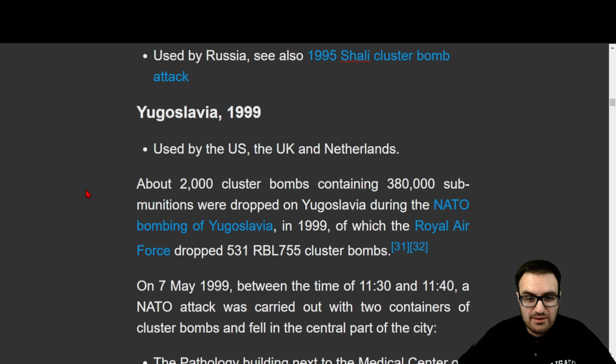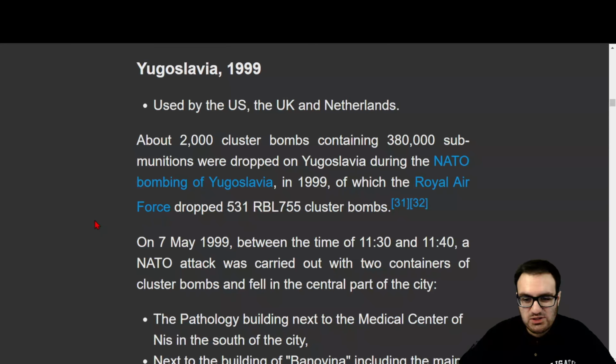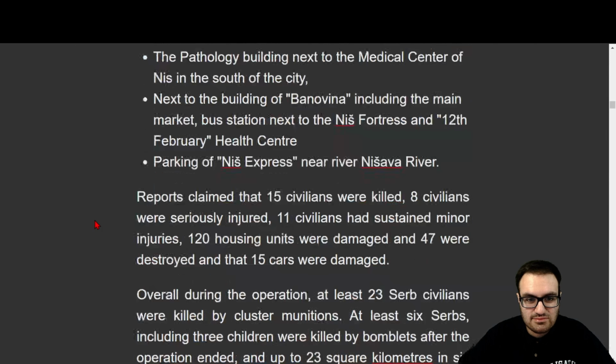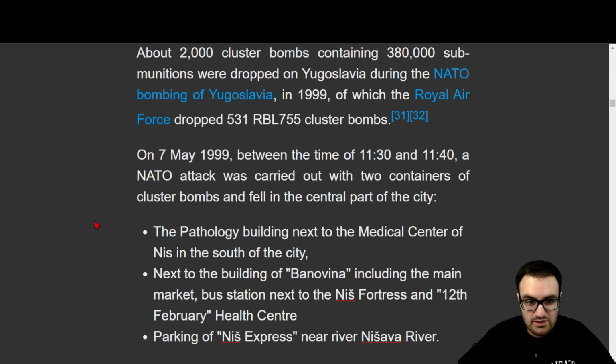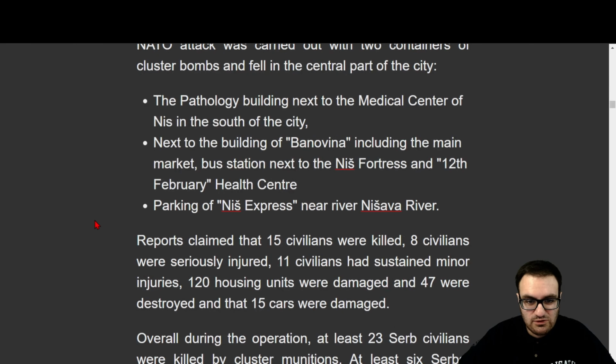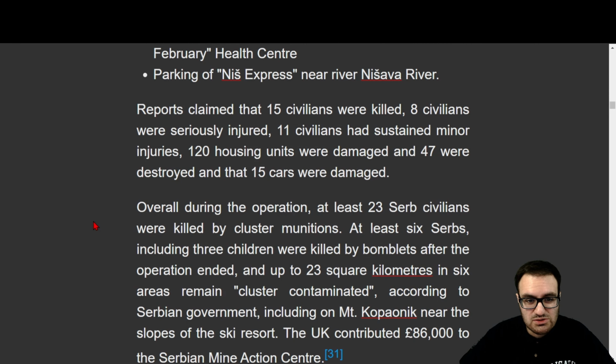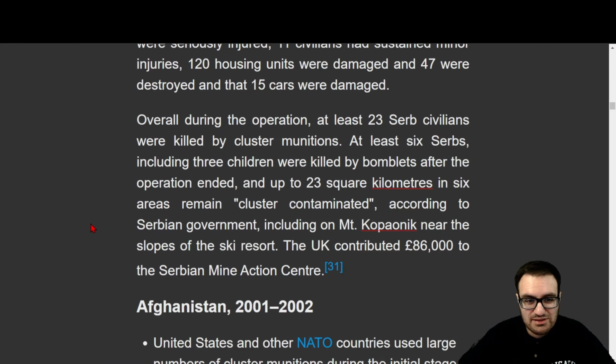Yugoslavia was a big one for not only cluster munition, but we'll talk about it later, depleted uranium munition. And that was so horrific. The damages, consequences, so horrific. This bomb attack was carried out with two containers, killed 15 civilians, 8 seriously injured, 11 civilians had sustained minor injuries, 120 housing units were damaged, 47 were destroyed, and then 15 cars were damaged. Okay, 23 Serb civilians killed. Wow.